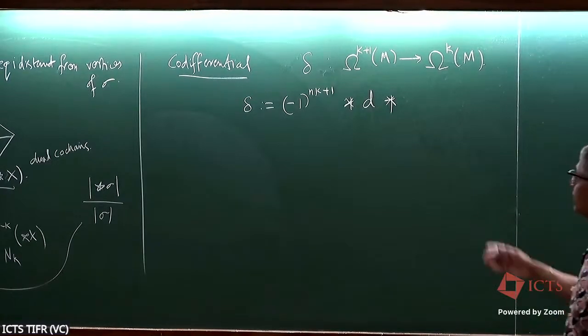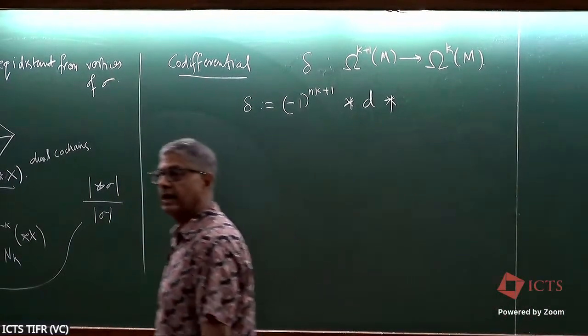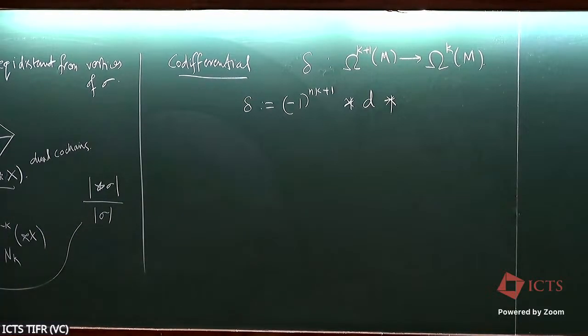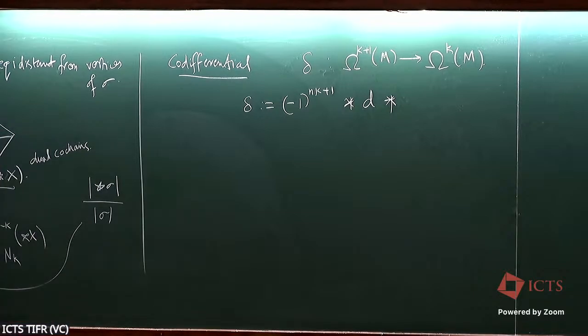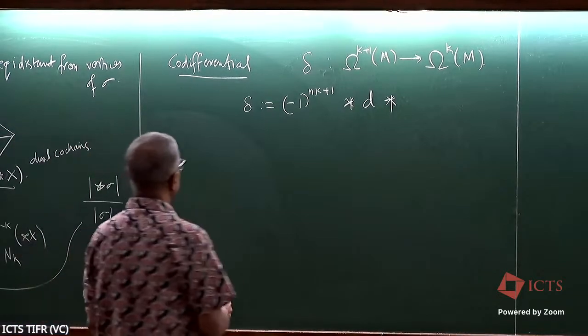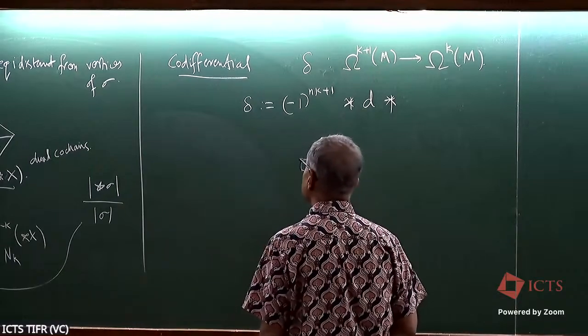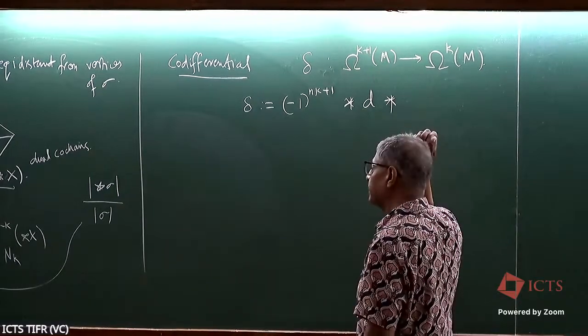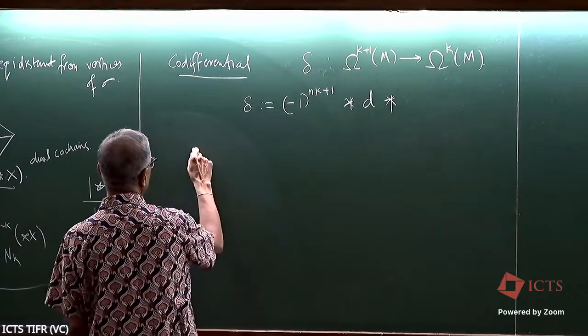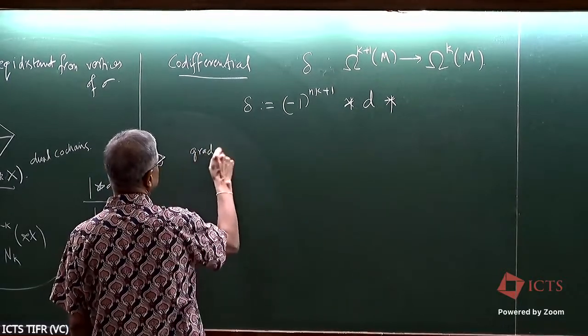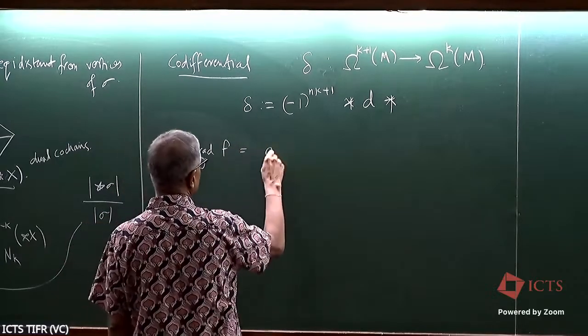A priori, it's not clear what this should have to do with adjointness, but we will quickly see that it's actually the adjoint of the d operator in the L2 inner product sense. So that's the definition, and now I can write down at least what div, grad, curl look like. So grad of a function is df sharp.